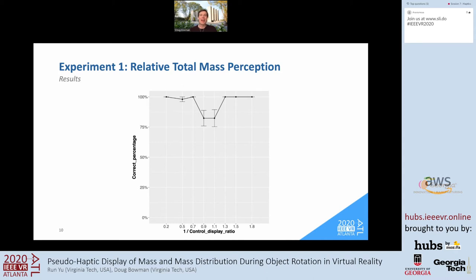So for six out of the eight scale factors, we see that participants achieved either 100% or practically 100% correctness. They could perceive which one was supposed to be heavier. For the two CD ratios that were closest to one, people were still perceiving the mass correctly in about 80% of the trials. So we don't see a threshold here where we drop below random chance, but it's somewhere very close to 1.0. All of these conditions were significantly higher than random chance.